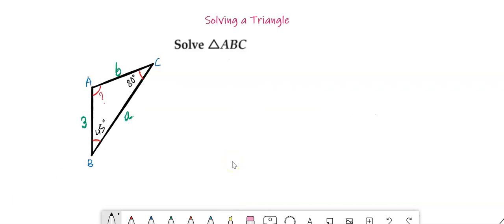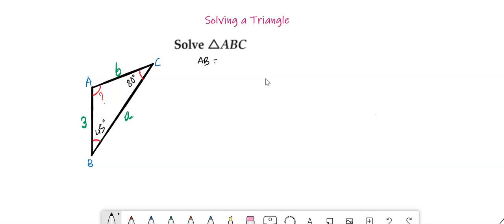Now look at this question here. This is a triangle given to us, and we have been asked to solve triangle ABC. Now have a look. We should look out for the information which is given in this triangle and what we have to find. So the information which is given is the side AB length is 3 units, and angle B is 45 degrees and angle C is 80 degrees. So three things are given to us.